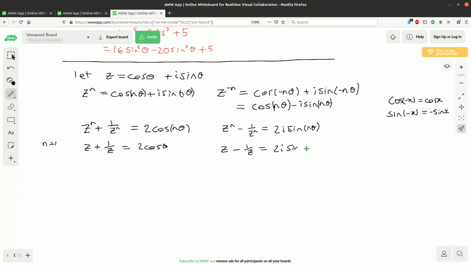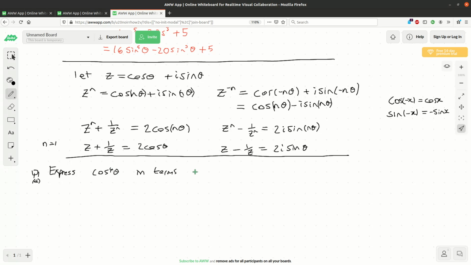Okay, so bear that in mind, because you're going to need that for the next kind of problem. The next kind of problem, and this is actually question 1D: express cos to the power of 4 theta in terms of cos 4 theta and cos 2 theta. I'm putting it slightly differently to them, because they might not tell you the answer.